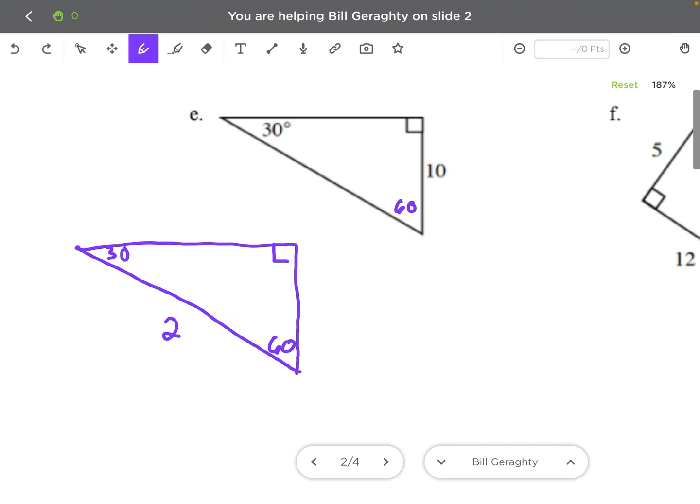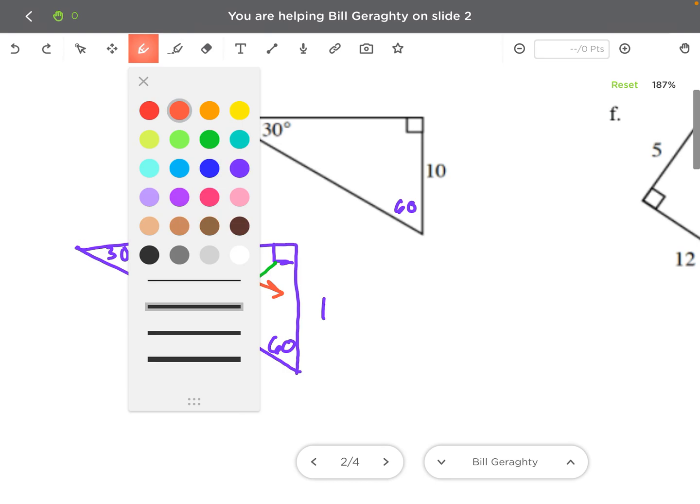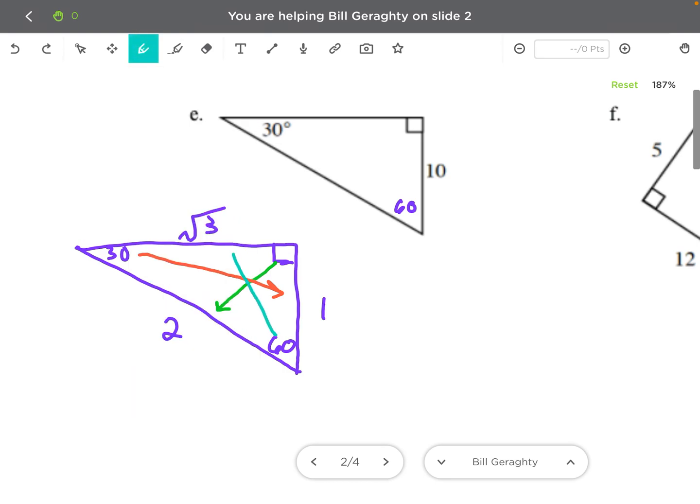And we are going to put our 2, our 1, and our root 3 side. And again, you have to match them up with the angles that are across from them. So the 2 always goes across from my right angle. That's always my hypotenuse. And the 1 always goes across from my 30-degree angle. And then the crazy middle child, my 60-degree angle, the root 3 is always across.